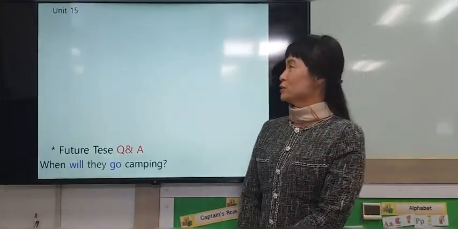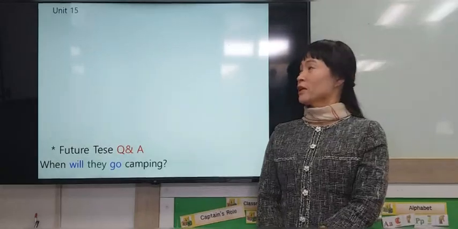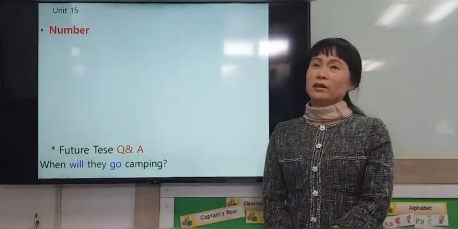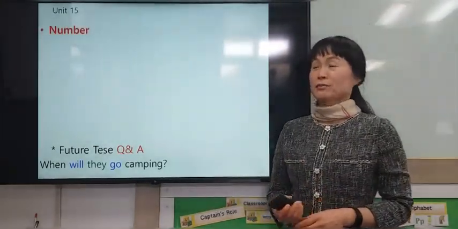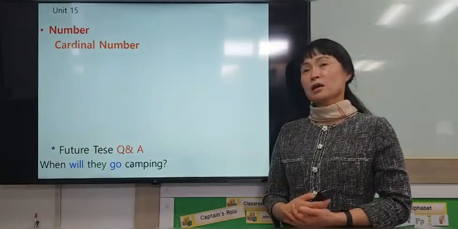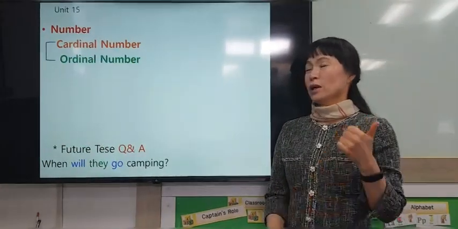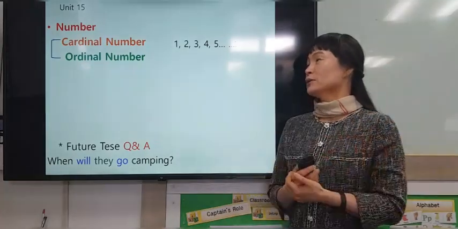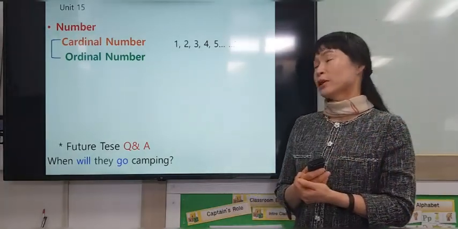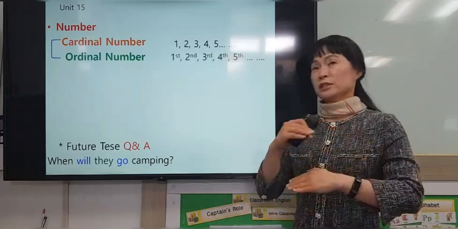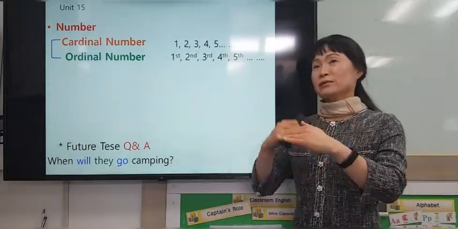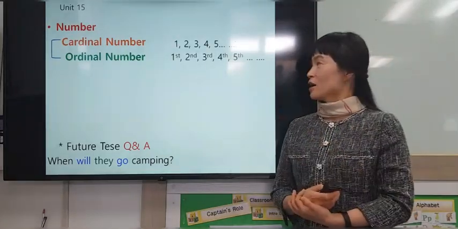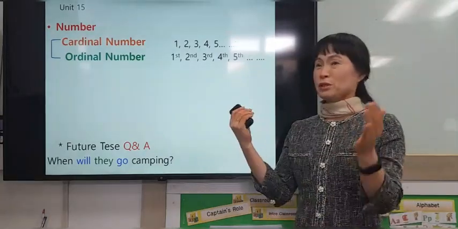So today is your lesson, unit 15 and 16. We have learned a lot, so let's review. What is a cardinal number? 1, 2, 3, 4, 5, and so on. They are cardinal numbers. What is an ordinal number? 1st, 2nd, 3rd, 4th, 5th, and so on. They are ordinal numbers.